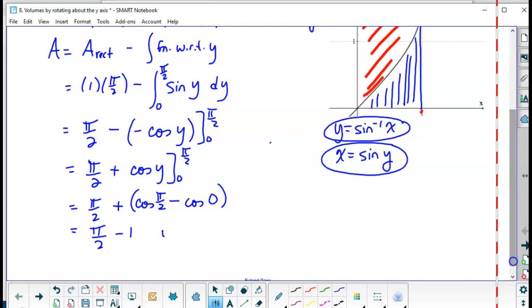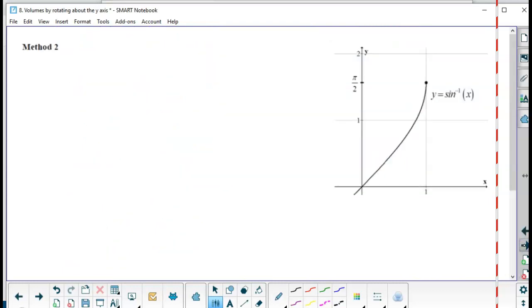So you can leave it like that. That would be units squared. Or it would be pi minus 2 over 2 units squared, if you showed it as one fraction. Really doesn't matter. Okay? So, pretty easy integration when we do this with respect to y. Next method, we'll do it sort of the normal way. With respect to x, it's just a harder integration. Okay? We're going to have to integrate inverse sine of x, or arc sine of x. Okay, so method 2, we're going to integrate with respect to x.